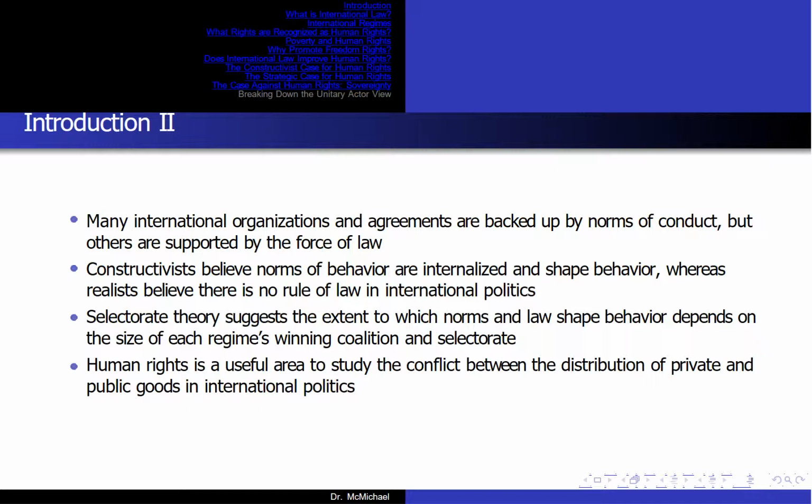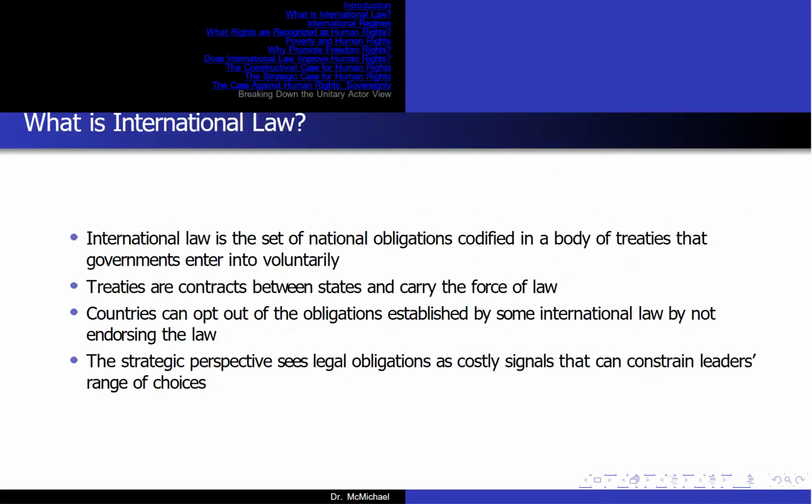Human rights is a useful area to study the conflict between the distribution of private and public goods in international politics. The issue of freedom rights, free speech, free press, freedom of assembly, combines arguments about norms, law, interest, and strategic choice, allowing us to evaluate competing theories.